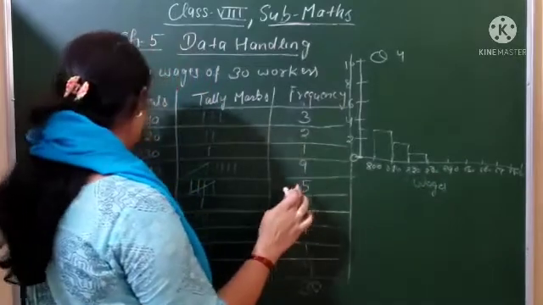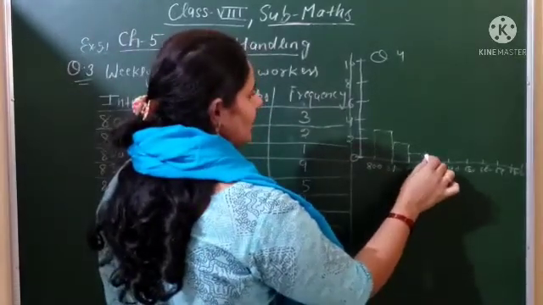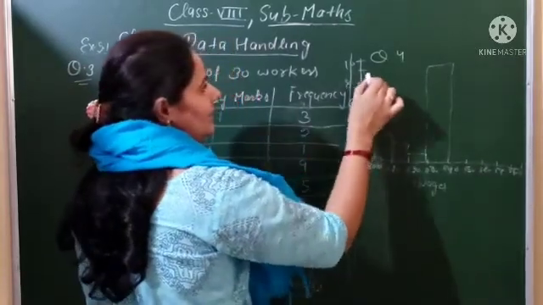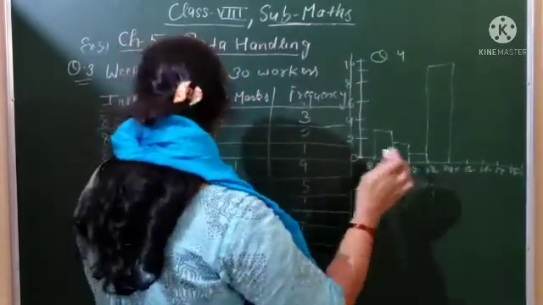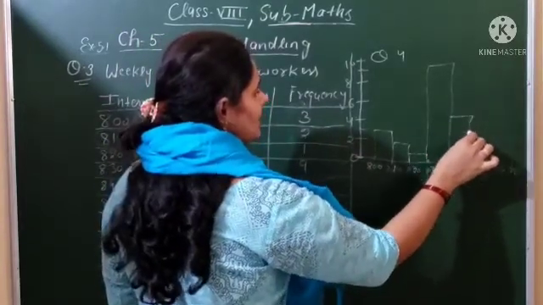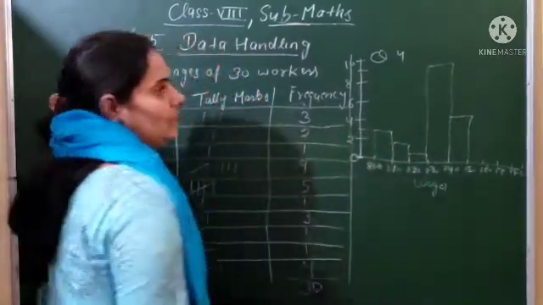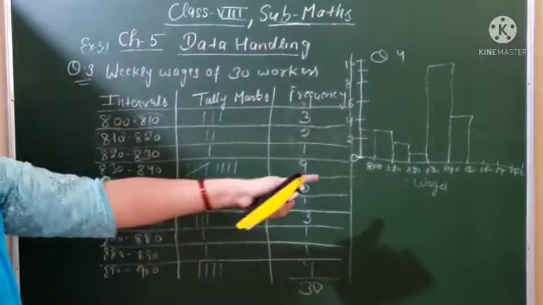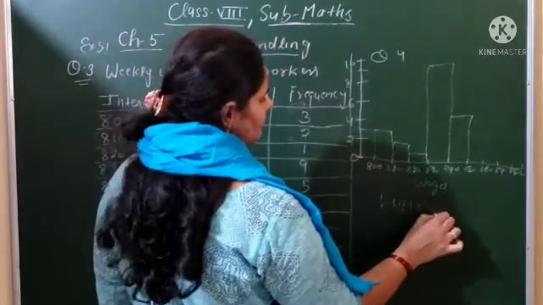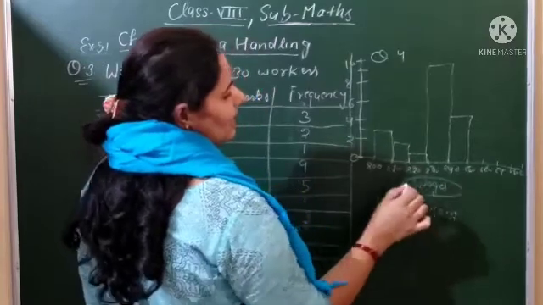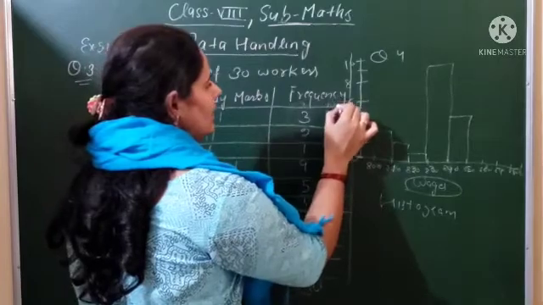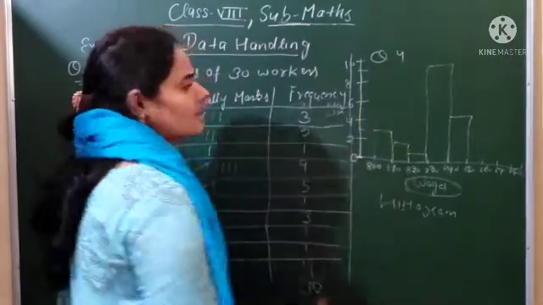830 to 840 is 9. So 9 will lie between 8 and 10. After that 840 to 850 is 5, so 5 lies between 4 and 6. Like that you will make the histogram. This is the histogram. Here you will write the weekly wages, and on the vertical line you will write the number of workers. Is it clear?